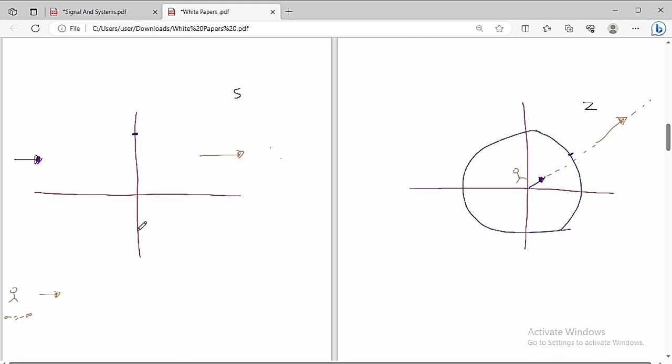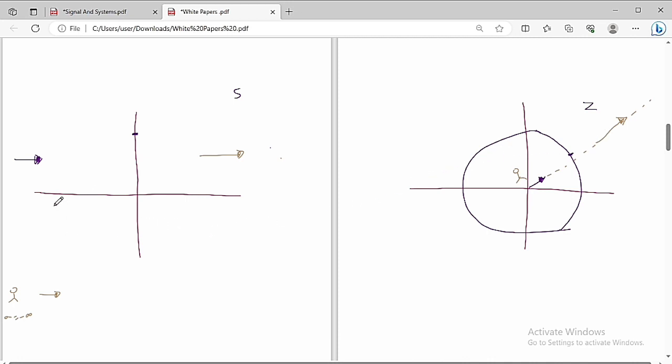Similarly, if you go from sigma equal to 0 to sigma equal to infinity, then you will go from unit circle to infinite circle. So listen carefully. When you go from sigma equal to minus infinity to sigma equal to 0, then you will move from point circle to unit circle. Similarly, if you go from sigma equal to 0 to sigma equal to infinity, then you will move from unit circle to infinite circle. So this is a point you have to keep in mind.